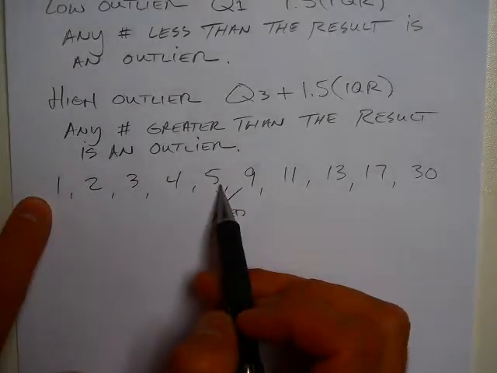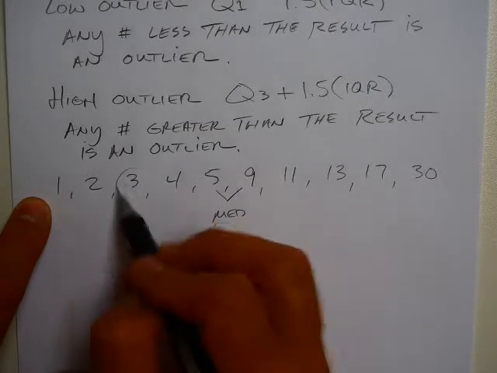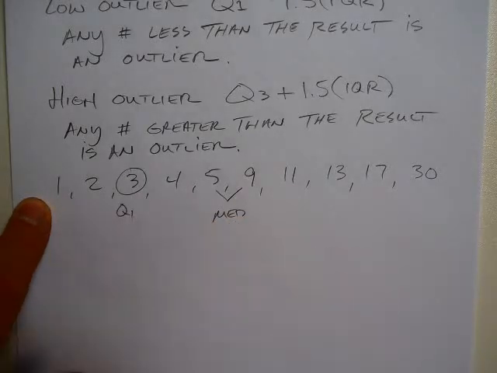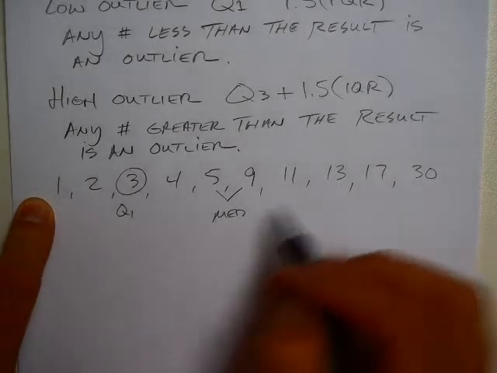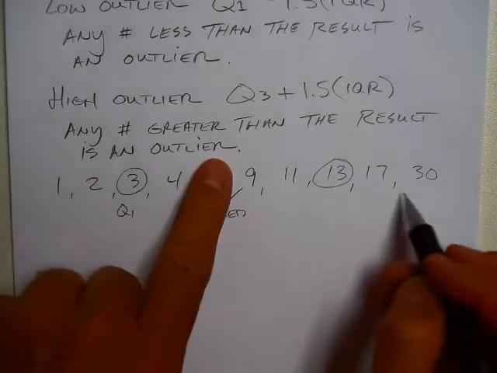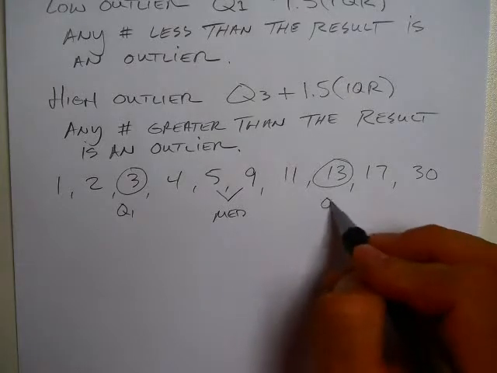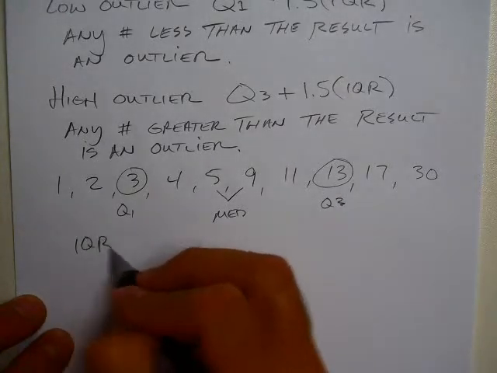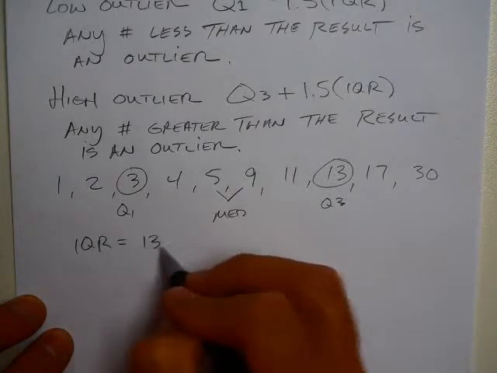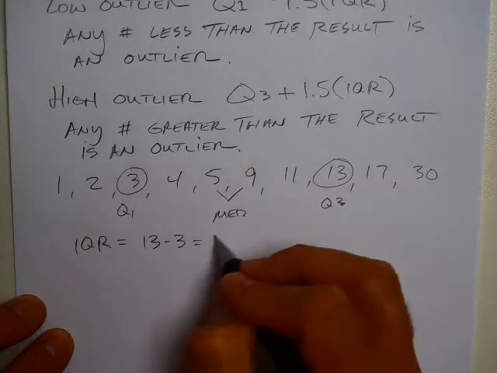So between 5 and 1, I've got 3 digits. This is going to be my Q1. And over here, my 9, 11, 13, 17. The 13 is going to be in between those. It's going to be my Q3. So the IQR is going to be 13 minus 3, or 10. Okay.